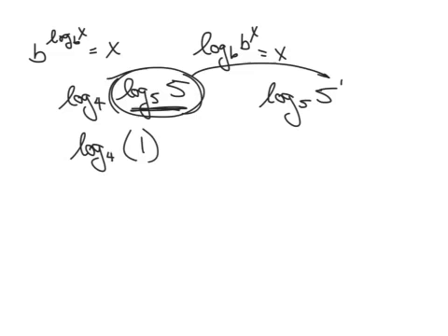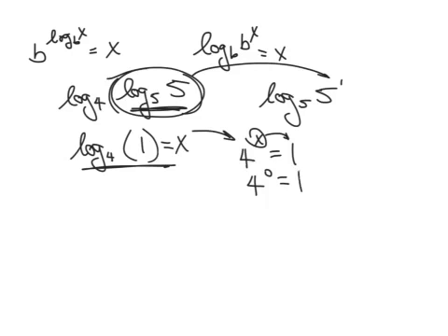Well, if we write it in exponential form, we get 4 to the x power equals 1. Remember, we've got an equal sign, and what we're looking for is on the other side. So log base 4 of 1 equals x. If we were to change this to exponential form, it would look like that. So 4 to what power is going to give me 1? Well, 4 to the 0 power gives me 1. So my x is equal to 0.